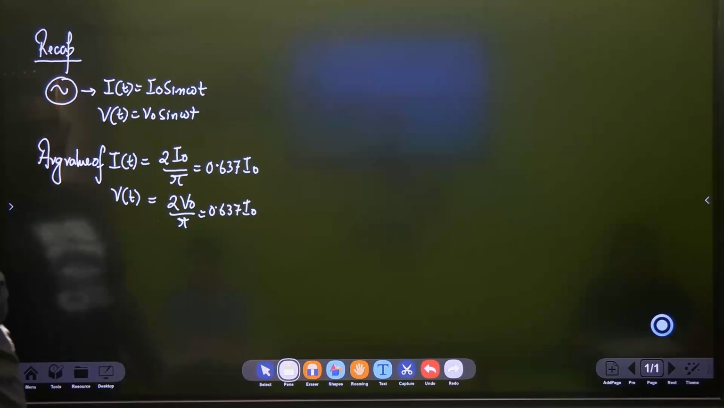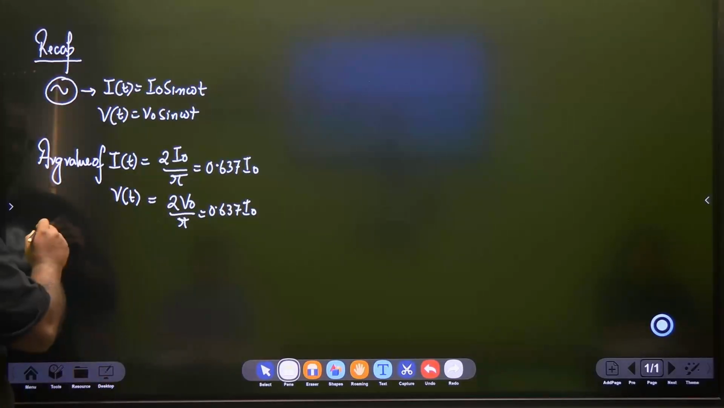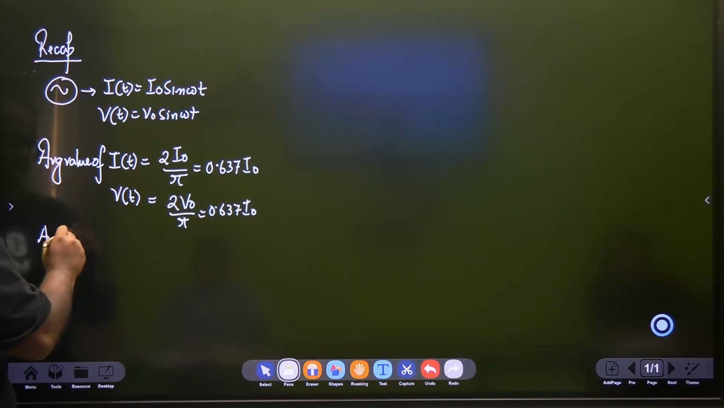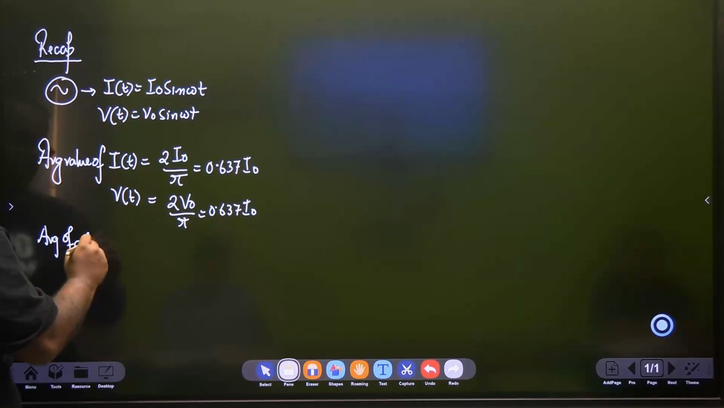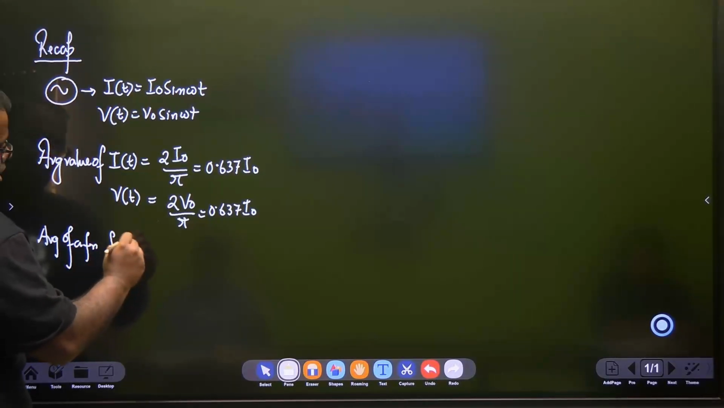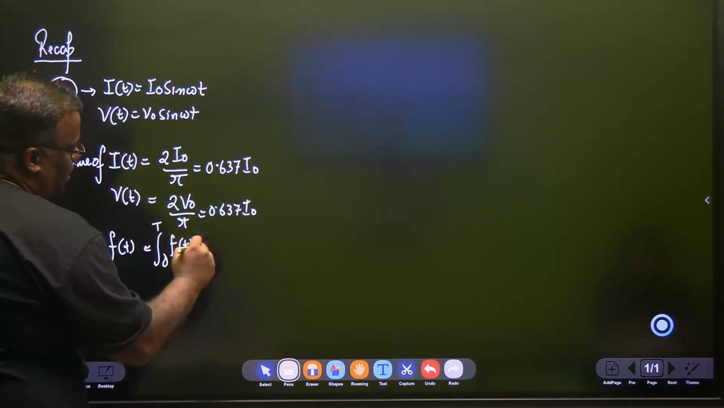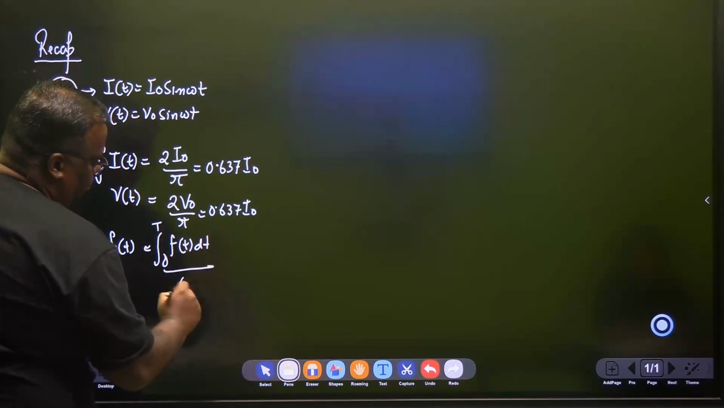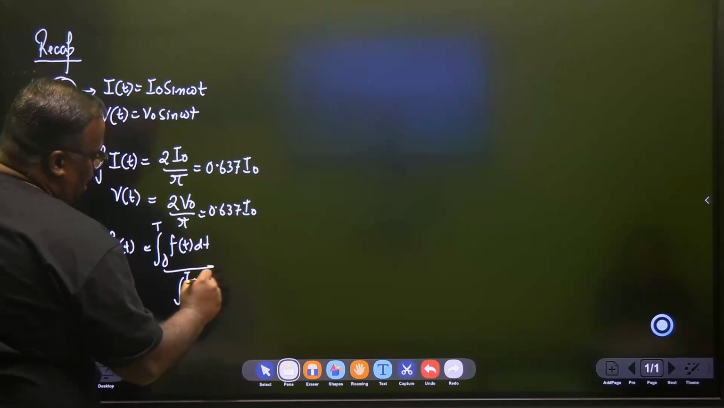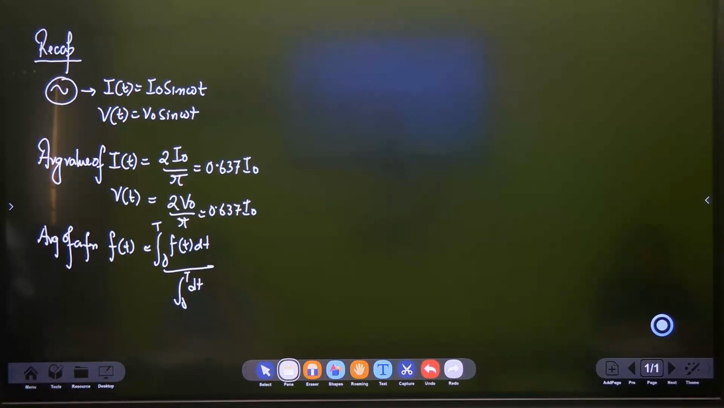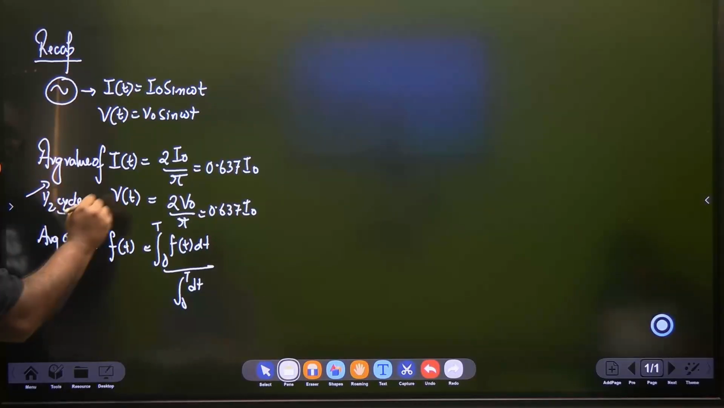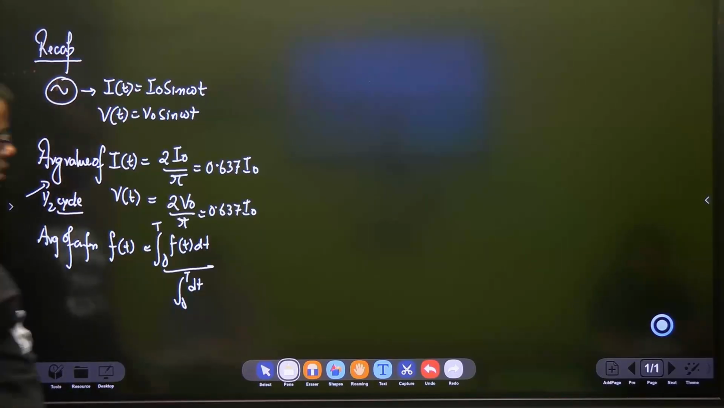And whenever you are calculating the average of any function, say f of t, it is calculated by integrating f of t dt from 0 to t, divided by the whole time, 0 to t dt. And when we calculate the average for a signal, we are always taking half cycle. Till this much we had done in our last class.